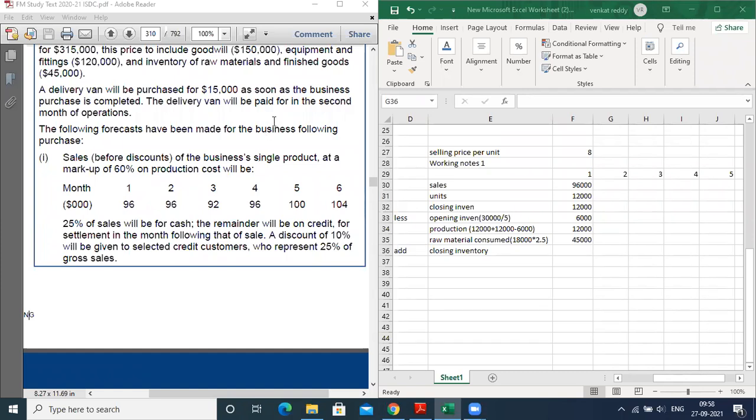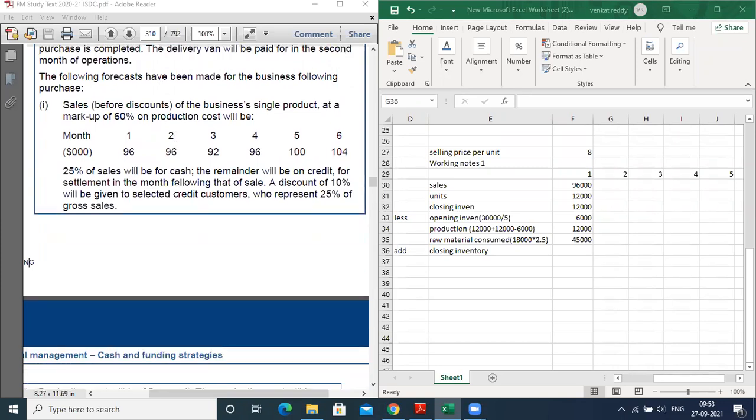And they gave the forecasted figures for 6 months. Here we can see the first 2 months are 96 and 92, then 96, 100 and 1. They also gave additional information that 25% of sales will be for cash and the remainder on credit basis. So 25% of the sales will be cash and the remaining 75% is credit sales.